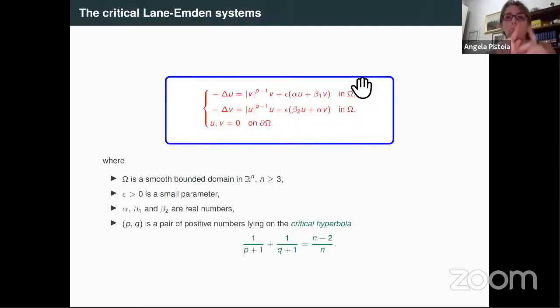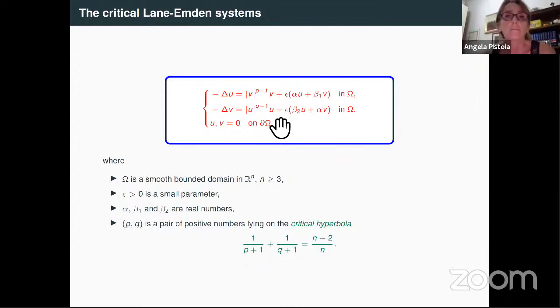Okay, here in the blue box, you can find the system I'm interested in this talk. So the system is minus delta u equal to v to the power p minus 1 times v plus a small perturbation term, epsilon times alpha u plus beta 1 v. This is linear in u and v. And the second component is minus delta v equal u to the power q minus 1 times u plus epsilon times another linear term in u and v.